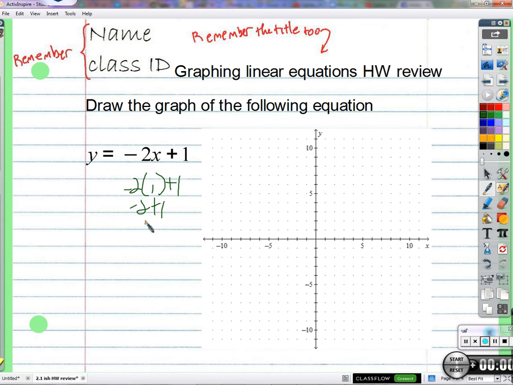One, negative two plus one, negative one. So that gives us the point one, negative one. There's one of them. Molly? Negative one. Two times negative one is going to give us a second point. Negative one, three. Boom. Negative one, three. There we go. Now I have 2 points. There's only one line that goes through these 2 points. Any other points I find are just going to be part of the same line that I can draw right now.